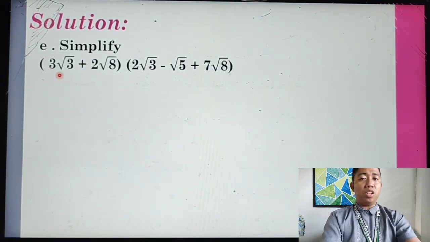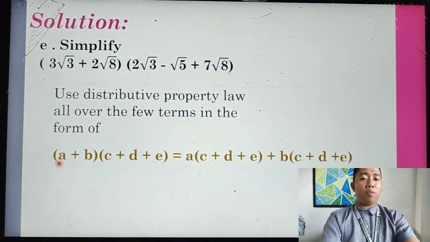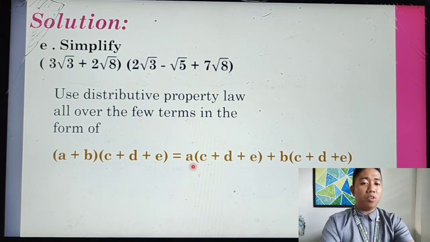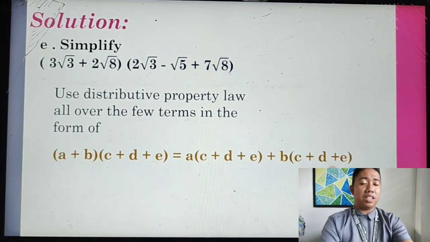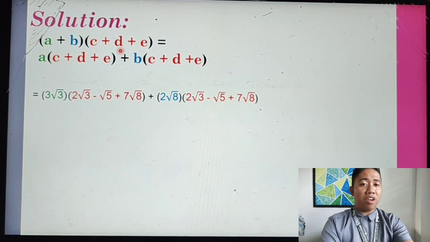So to simplify this, we all know that the product of the binomial and the trinomial contains 6 terms in all. So by following the distributive property over the terms in the form of the quantity of a plus b times the quantity of c plus d plus e, which is equal to, we distribute the first term by the second factor, so a times c plus d plus e, then plus b times c plus d plus e. Okay, so we follow the rule, so we simplify a as the first term, distributed to the second factor.